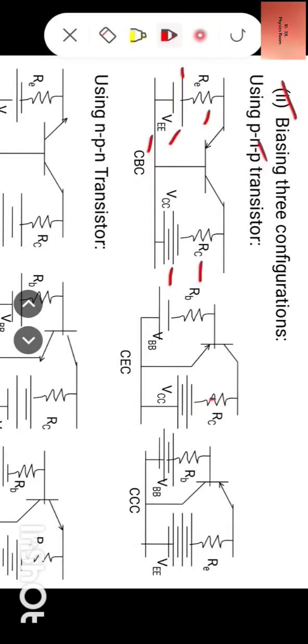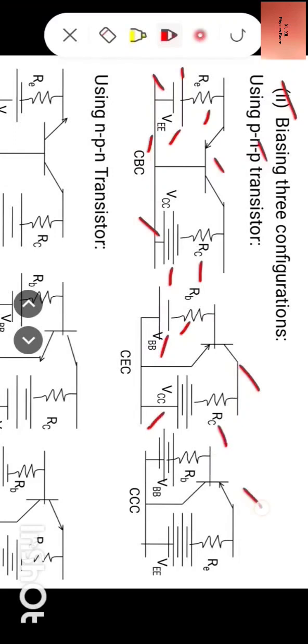Now first we take up common base configuration. Now VEE is forward bias applied to emitter through RE, and VCC is reverse bias applied to collector through RC. Now this is common emitter configuration in which VBB is the forward bias applied to base through RB and VCC is the reverse bias applied to collector through RC.